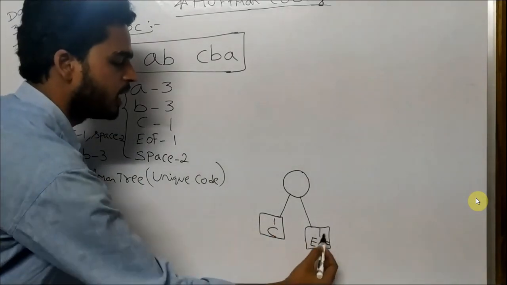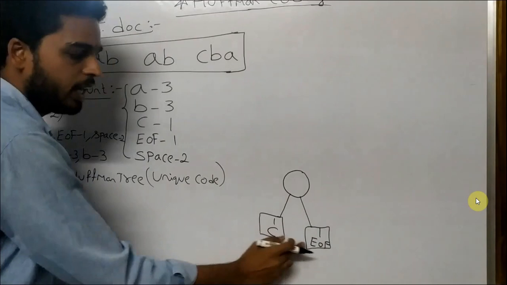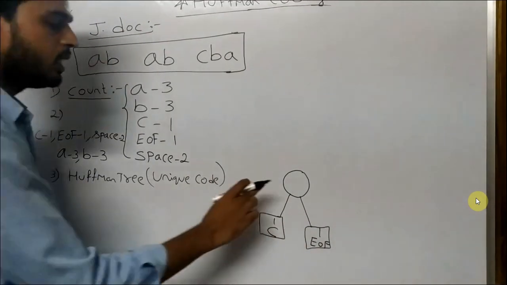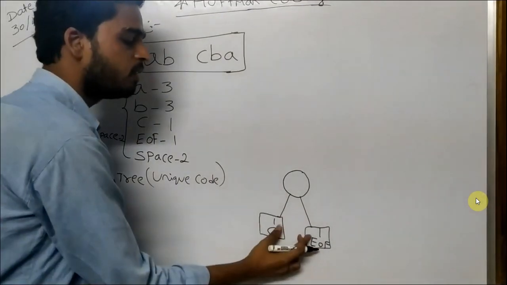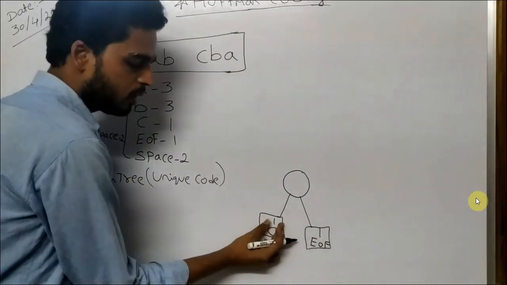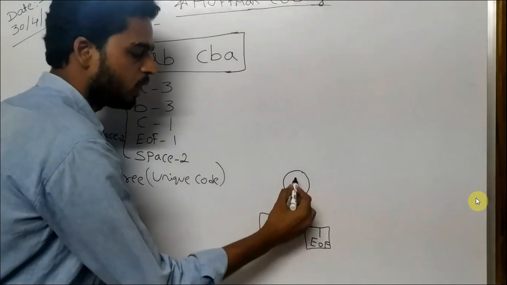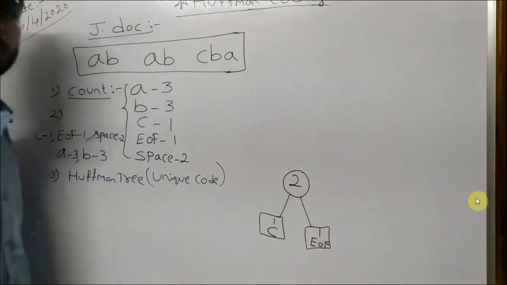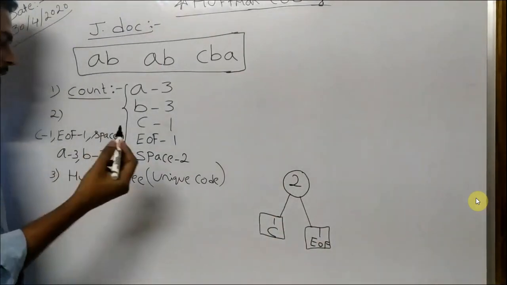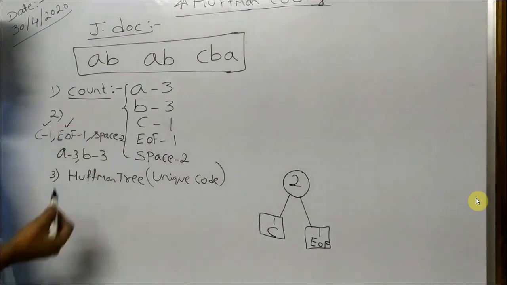You don't need to worry, you can take them interchangeably also, end of file and C. And this node contains the sum of these child values. What is the sum of the weights of these child values? 1 plus 1 is 2. And in the next step, C is completed, end of file is completed.